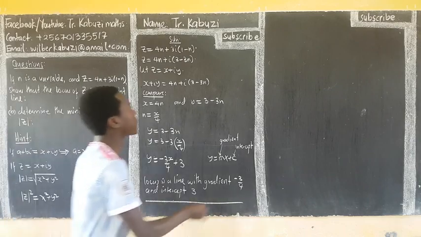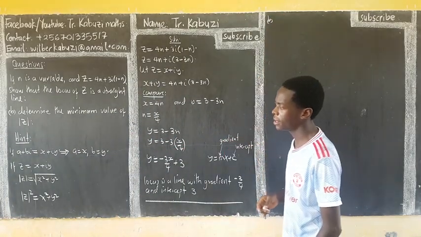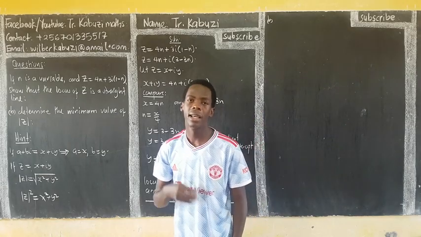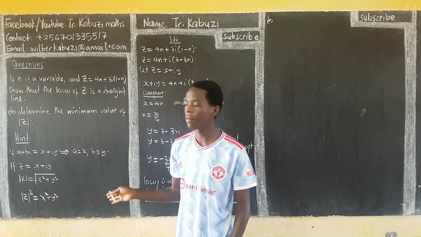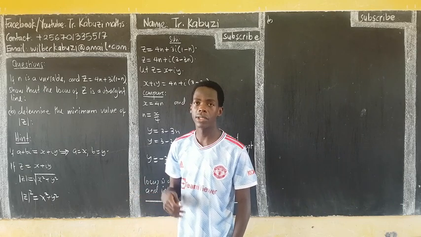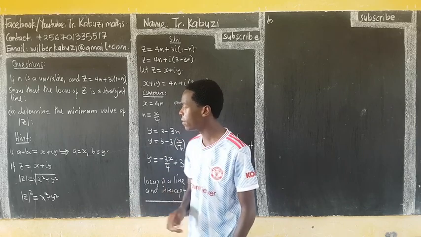Then part (b), they want us to get the minimum value of that. You can use the completing the square method, or we can use the idea of differentiation. Differentiation is better because it's short, but in completing the square, people make mistakes. So let me go with the idea of differentiation.